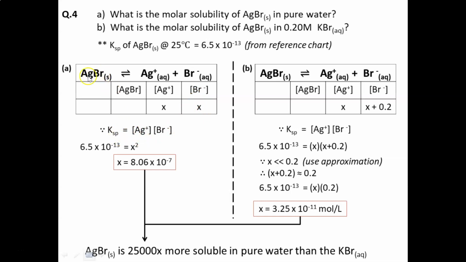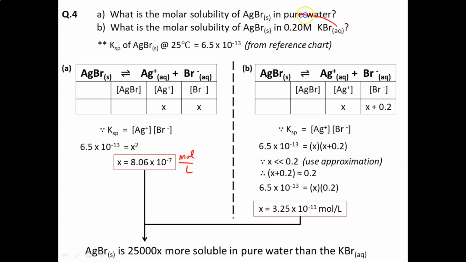Don't forget that silver bromide is not factored in because it is a pure solid. So it's just the products, the solubility products over here, silver and bromide, X squared, and we can find the KSP value from our reference chart. In which case it's 6.5 times 10 to the power negative 13. Solve for X, and we get 8.06 times 10 to the power negative 7 moles per liter, meaning 8.06 times 10 to the power negative 7 moles of silver bromide can dissolve in 1 liter of solution as long as it's in pure water. But what happens in part B if the solution is not pure?